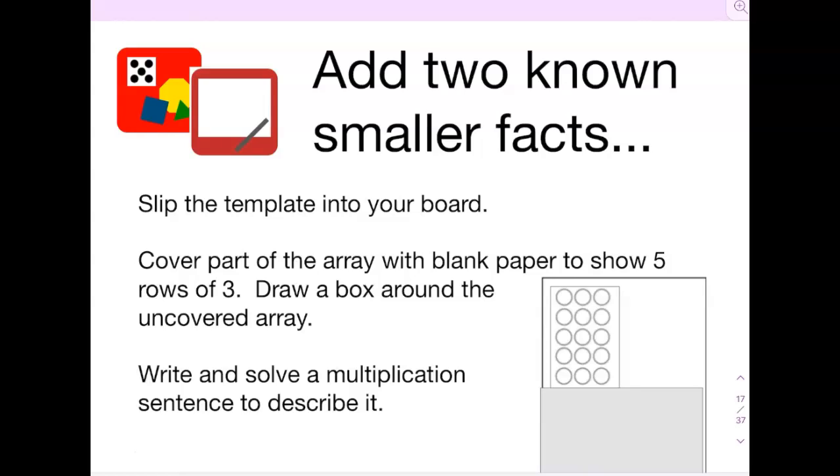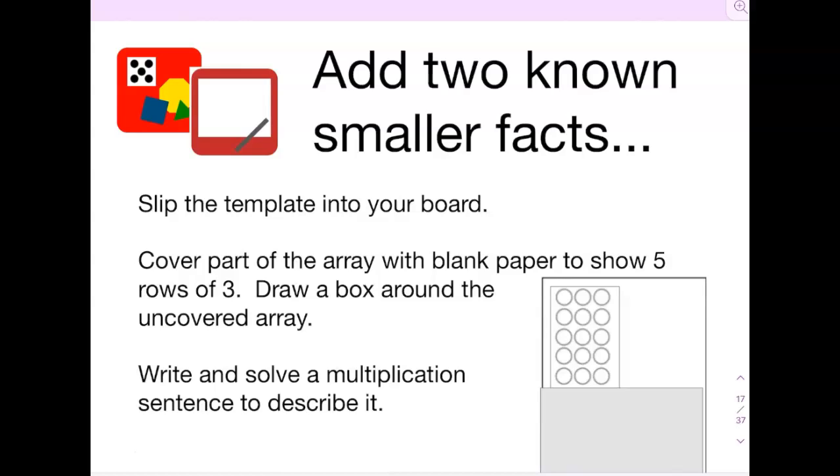Our goal for today is we're going to work on finding related multiplication facts by adding and subtracting equal groups of array models. So we're going to use simpler problems to solve a little harder problem. So the first thing you want to do is slip your template into your sheet protector. And we're going to start by adding 2 known smaller facts.